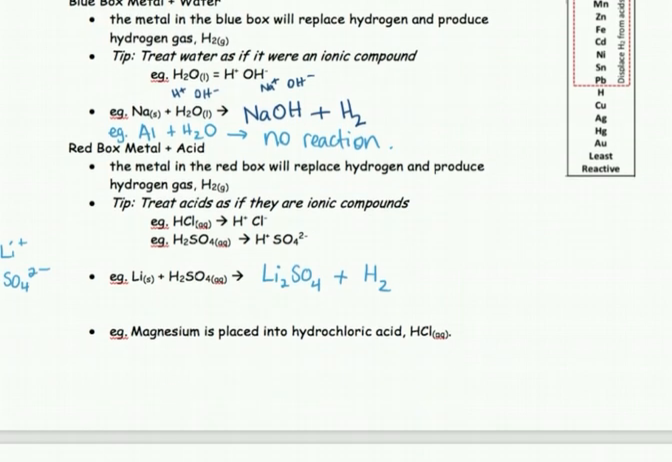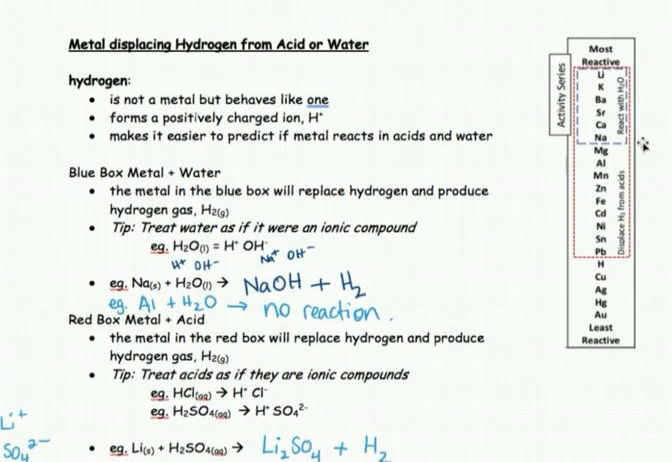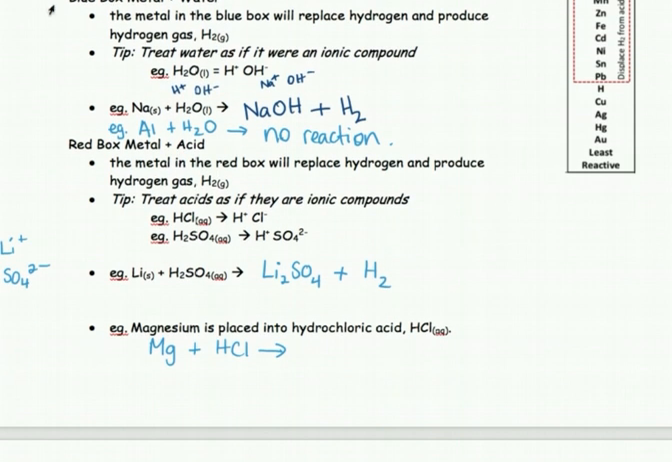So again, we have magnesium coming in, hydrochloric acid. Is this reaction going to occur? So take a look at the activity series here. Where's magnesium? There it is. It is still within the acid box, so this reaction is going to occur.